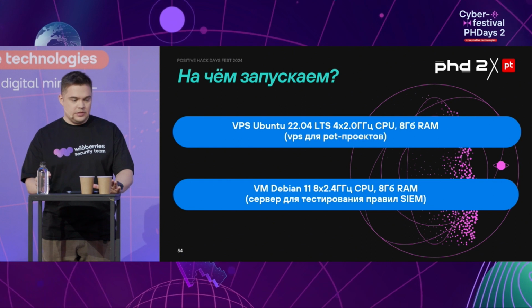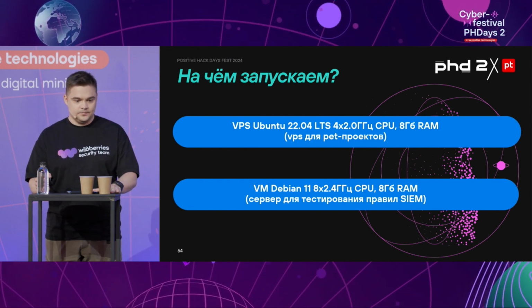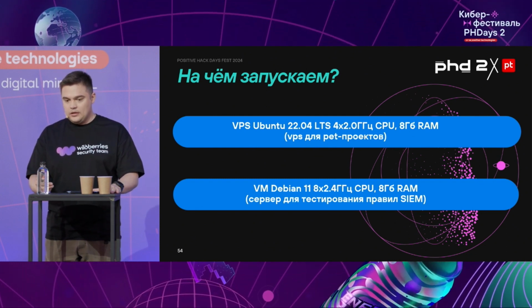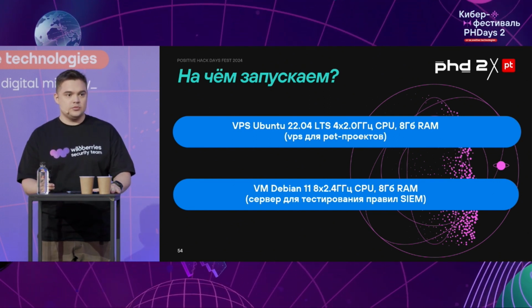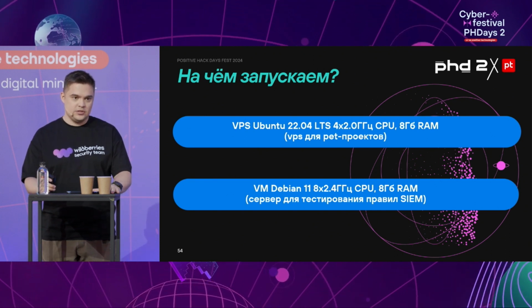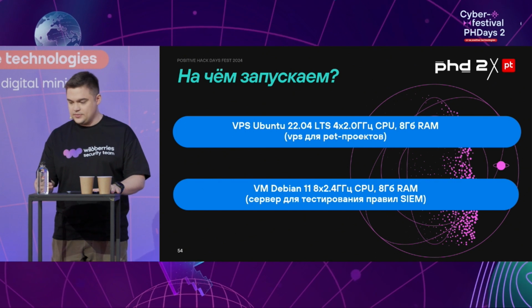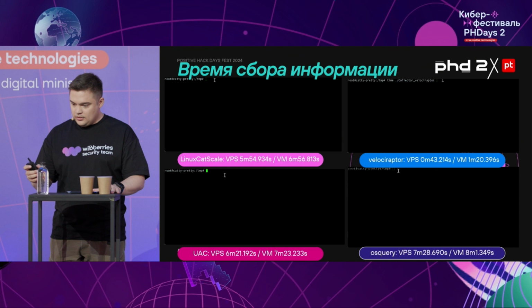Next, what do we want to launch the triage tools on? I have come up with two experimental servers. First, a VPS server, and secondly, the corporate machine that launches malware to test the SIEM rules.